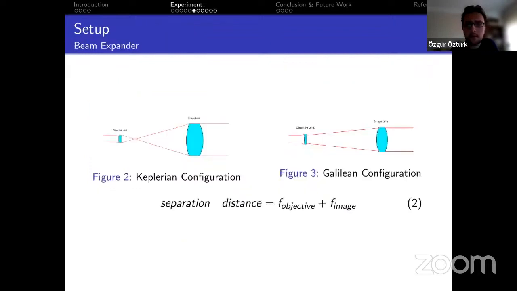So, as I mentioned earlier, to transmit our signal through free space, we need to expand the outgoing signal, and at the Bob party, we need to collect the signal. So we used a beam expander, and we have two options for beam expanders: Keplerian and Galilean configuration.